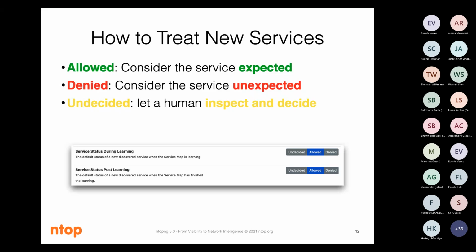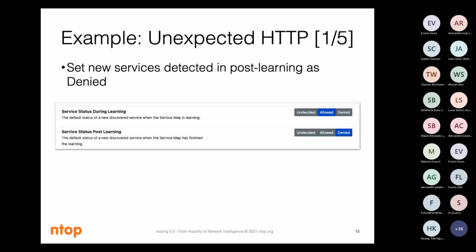Now that I have introduced this concept, I would like to show you an example of what happens when an unexpected service is detected. Specifically, I'm going to start an HTTP server and try to connect to it. But first of all, I need to configure ntopng and tell it to consider all the new services detected in the post-learning phase as denied.